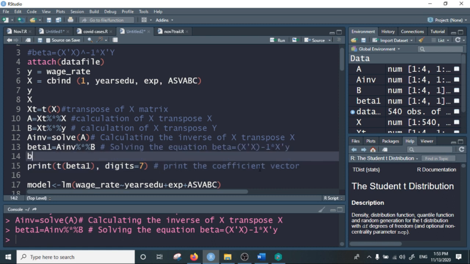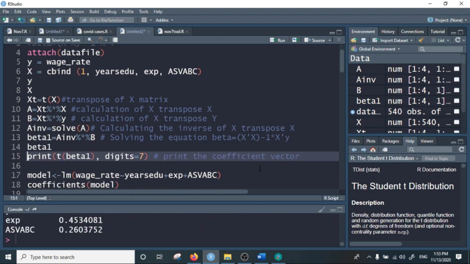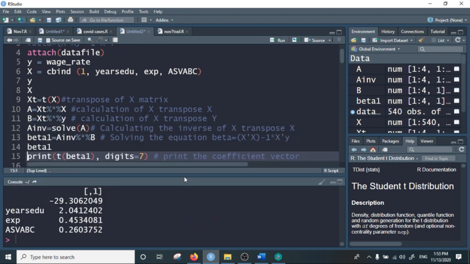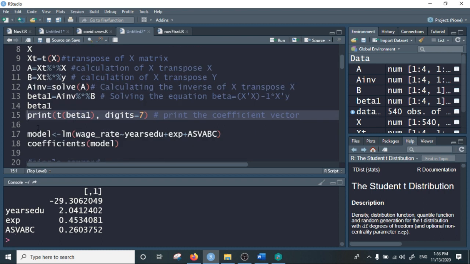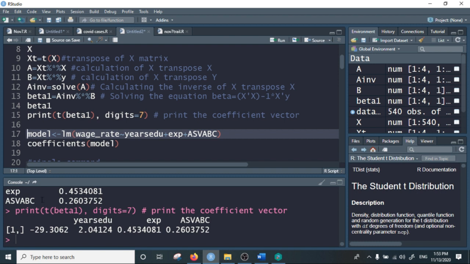We can simply look at what is inside beta 1. So beta 1 has the regression coefficients. The constant is 29.3, the coefficient of years education is 2.04, experience is 0.45, and the coefficient of ASVABC is 0.26. We can also transpose this by t(beta 1), and we can even fix the number of digits. This will transpose the beta vector and keep it in a row.